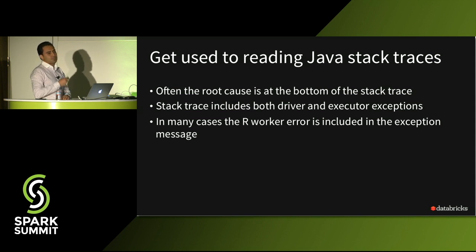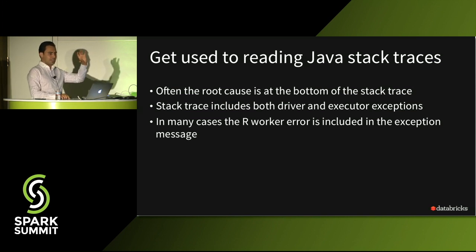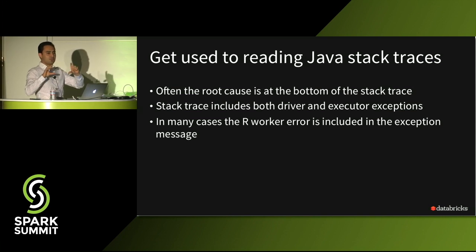And finally, if something goes wrong inside the R worker, basically the R process in the executor, then you should expect to see the R error inside as the message of your R worker stack trace. So you get two stack traces in your error, one from the driver, one from the worker, and from the stack trace of the worker, if you search enough, you'll be able to find the error that is transferred from the R process. Okay? So that's general advice.